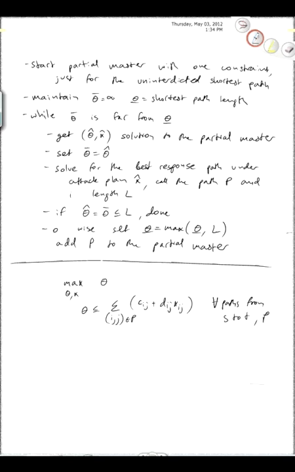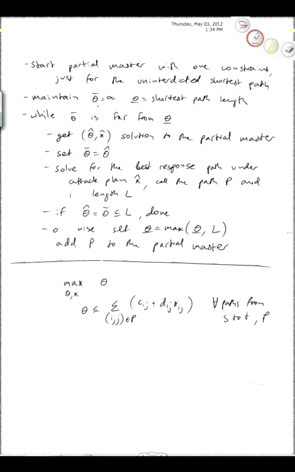P. But the problem with the full master was that it had too many constraints, so too many paths, and we couldn't do that. And so the idea was to generate these one at a time. So that's where this idea of a partial master came from. And the idea in Bender's decomposition is that we're going to start the partial master with just a single constraint. And that constraint is going to correspond to just the uninterdicted shortest path, which is the path that the shortest path player would take if we don't attack any arcs.